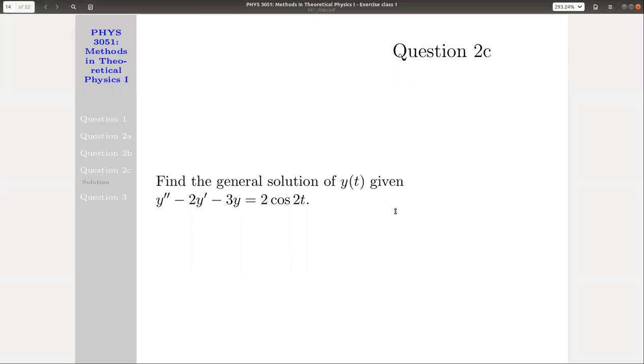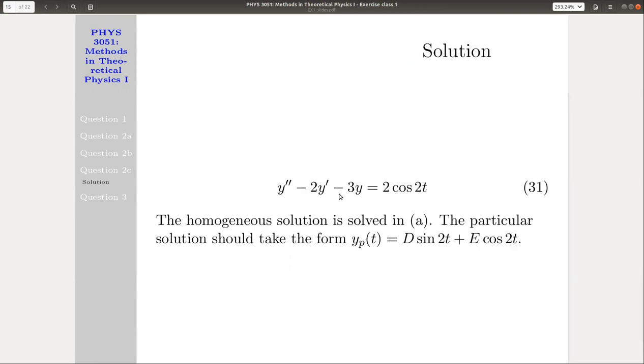Then for part C, and also if you have any questions, just feel free to interrupt me. So for part C, the left side is still the same, but we have a different inhomogeneous term. So we do not need to solve for the homogeneous solution. We only have to solve the particular solution.